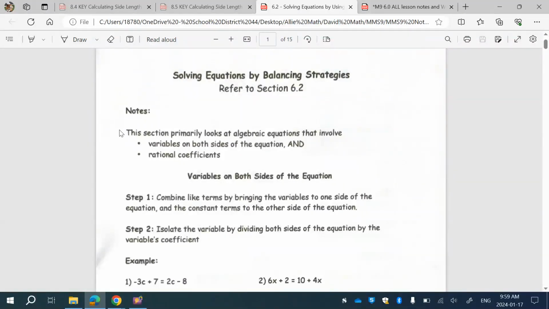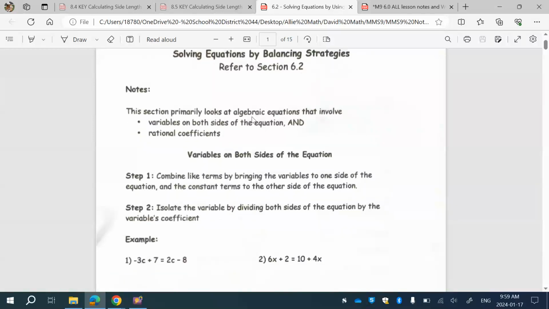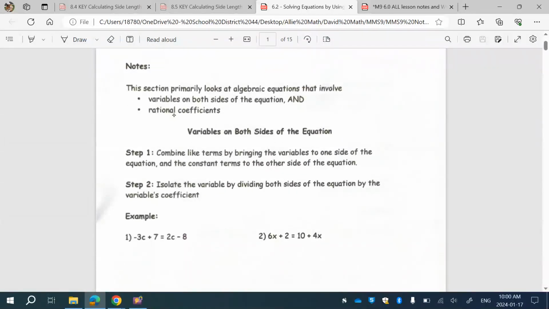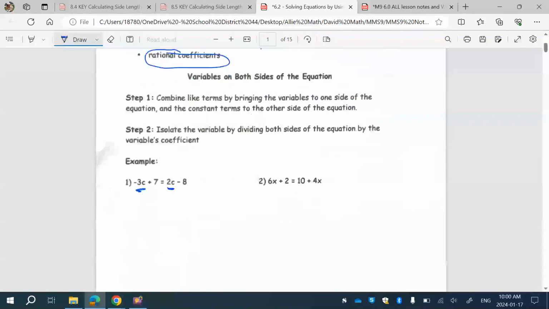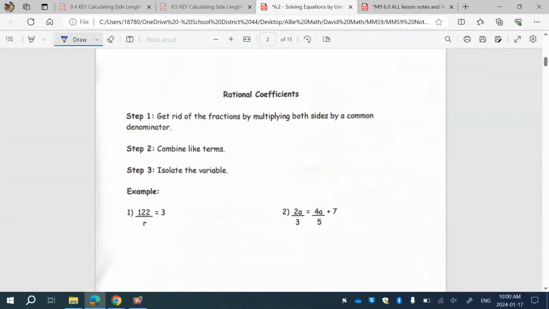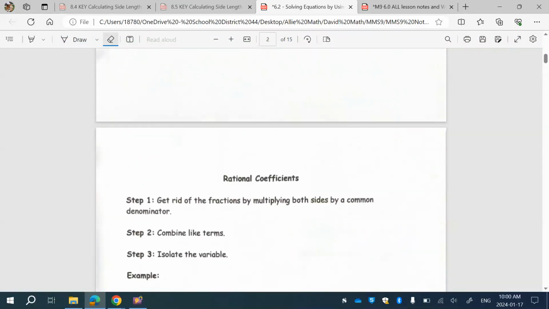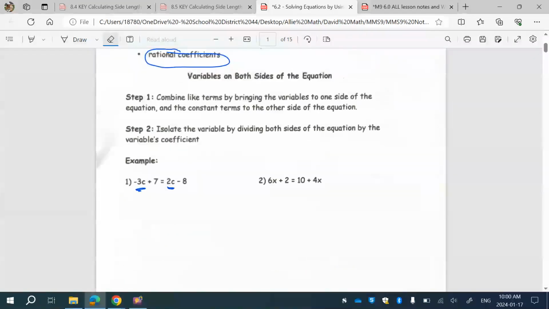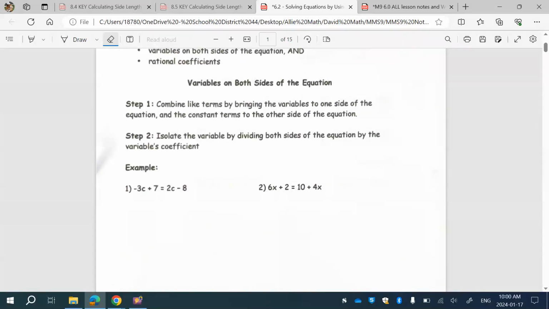So this section primarily looks at algebraic equations that involve variables on both sides of an equation. If we look here, we have a c on this side, and we have some c's on that side. And it's going to be looking at rational coefficients, so, for example, fractions like this as our coefficient. And they introduce this idea of balancing. So I'll keep on reading.